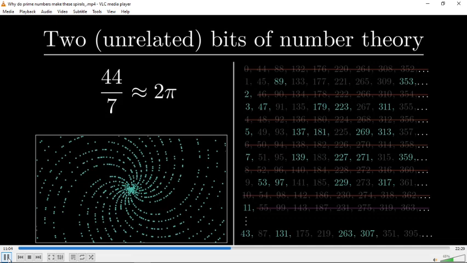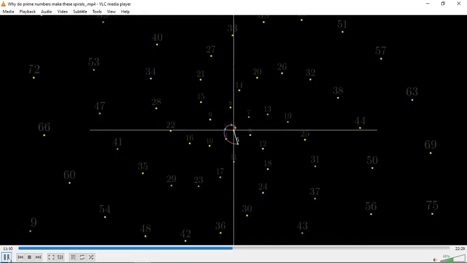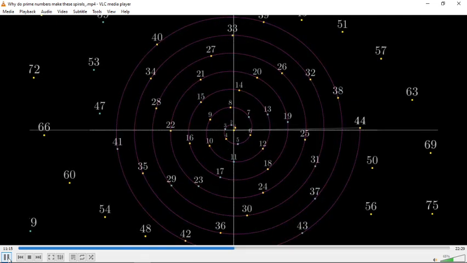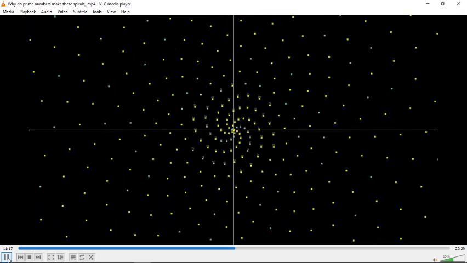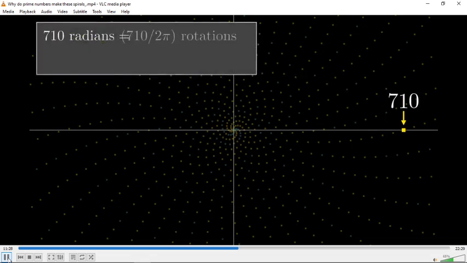And at this point, maybe you can predict what's going on at the larger scale. Just as 6 radians is vaguely close to a full turn, and 44 radians is quite close to 7 full turns, it just so happens that 710 radians is extremely close to a whole number of full turns. Visually, you can see this by the fact that the point ends up almost exactly on the x-axis, but it's more compelling analytically. 710 radians is 710 divided by 2 pi rotations, which works out to be 113.0000095.